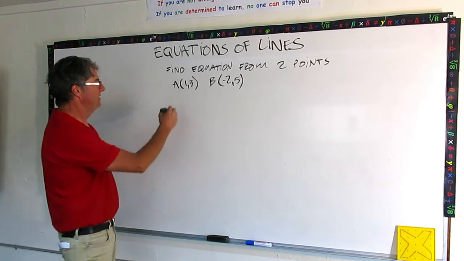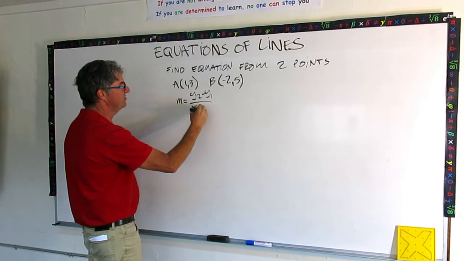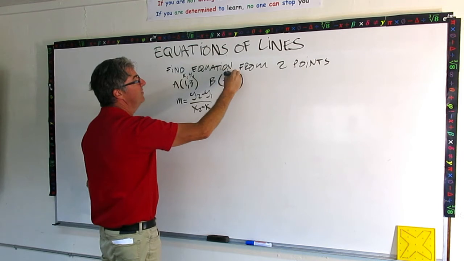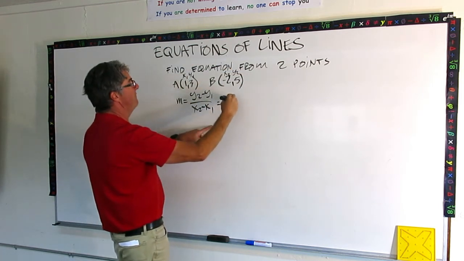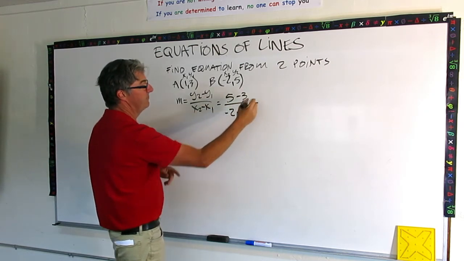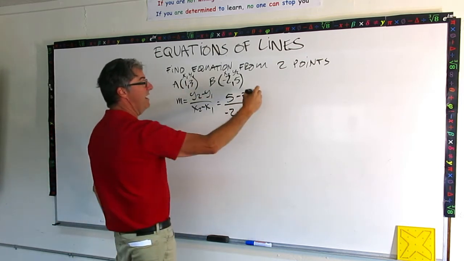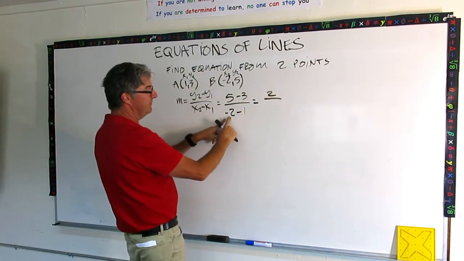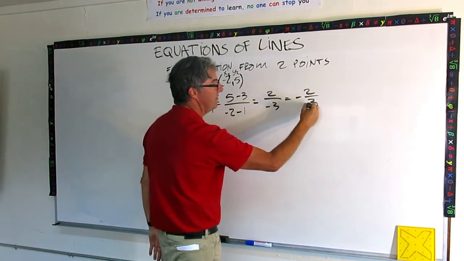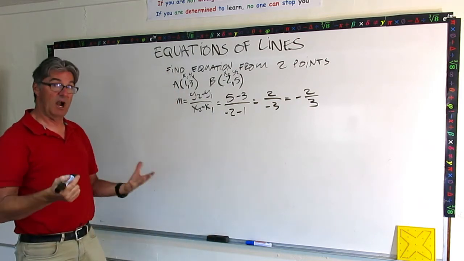So let's do that. So my slope is y2 minus y1 over x2 minus x1. So I'm going to go x1, y1, x2, y2. Do my math. 5 minus 3 over negative 2 minus 1. Okay, I'm just plugging in my x1, y1, x2, y2. Let's do the math. 5 minus 3 is 2. Negative 2 minus 1 is negative 3. So our slope is negative 2/3. Okay, so now we have slope. Now we can use point-slope form to get our first equation.